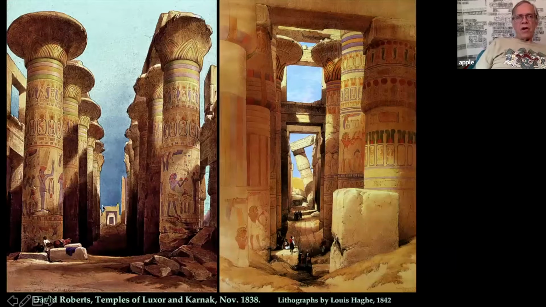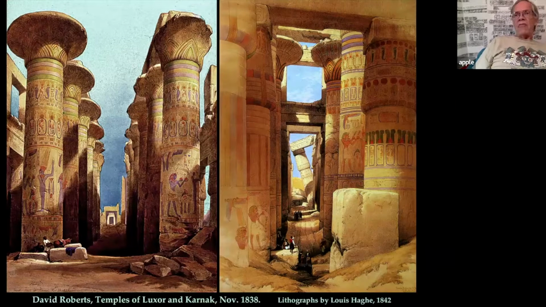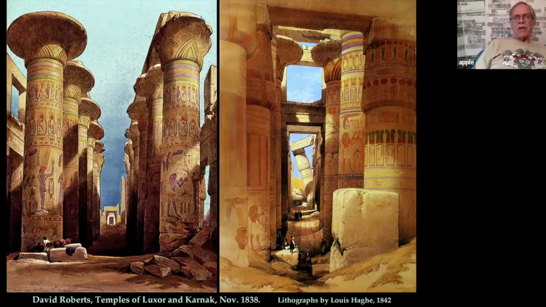This is also his drawing of the Temple of Karnak, I think, and Luxor maybe. And again, all these colored inscriptions, the colors were still visible. And a little bit later, Louis Haig did this one in 1842. Fabulous color in these lovely inscriptions, and this is the way that ancient writing in most places was colored.